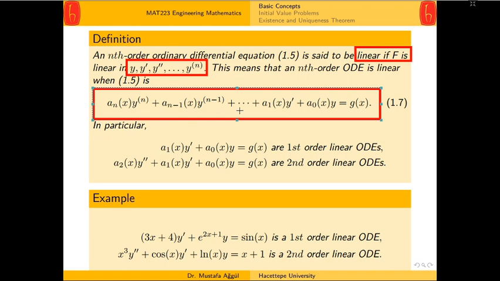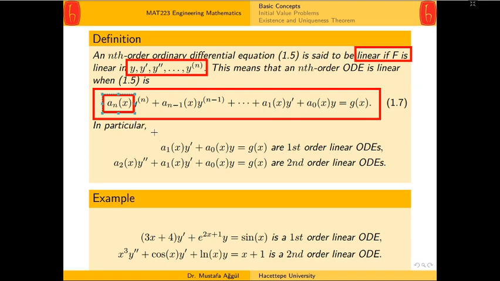So a linear differential equation will look like this. We have the nth derivative of y, the n minus first derivative of y, down to the first derivative of y and y itself. If we check all these terms, the coefficients of these terms have to be at most a function of x. So what does this really mean?